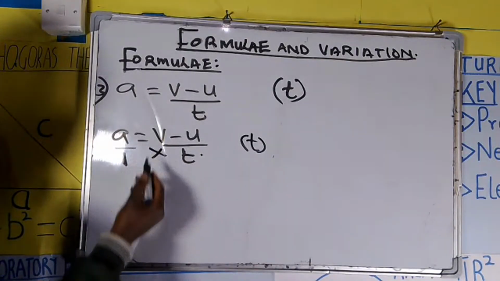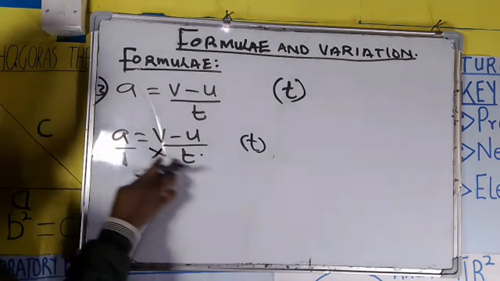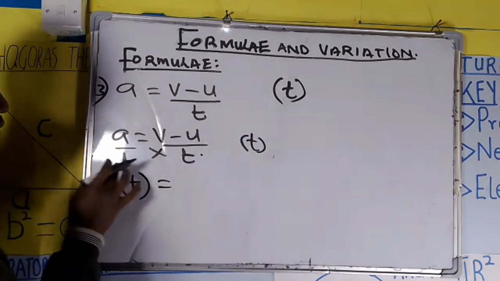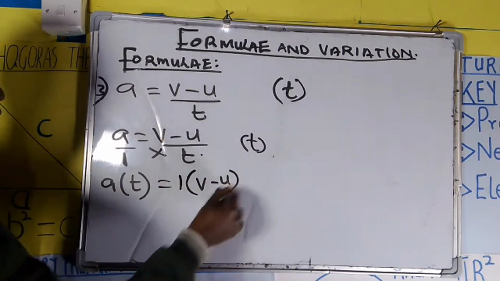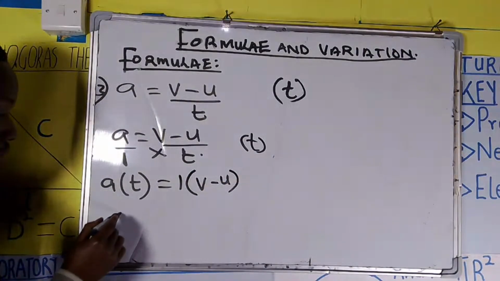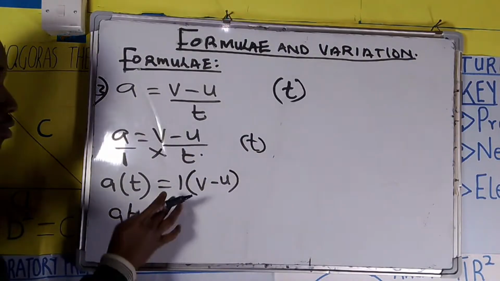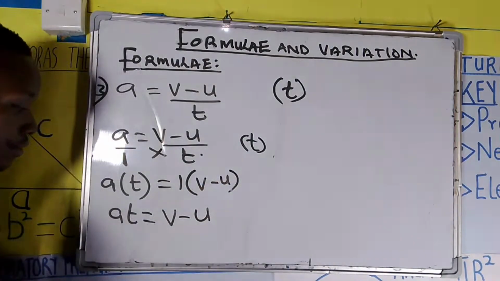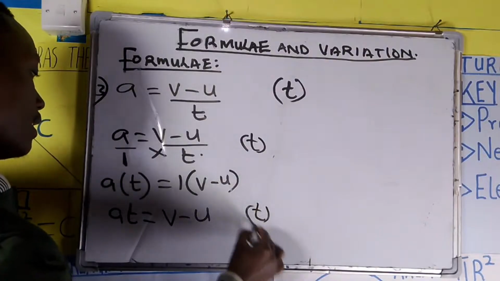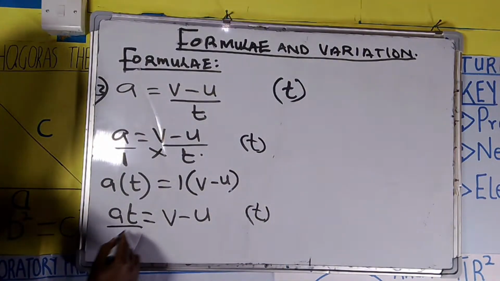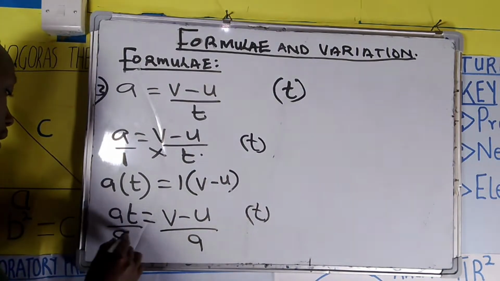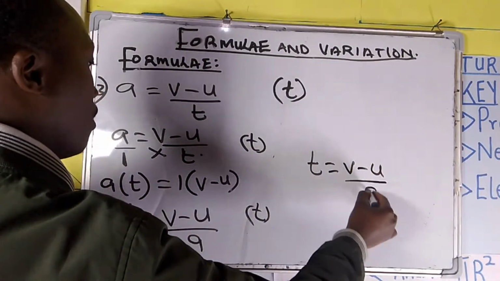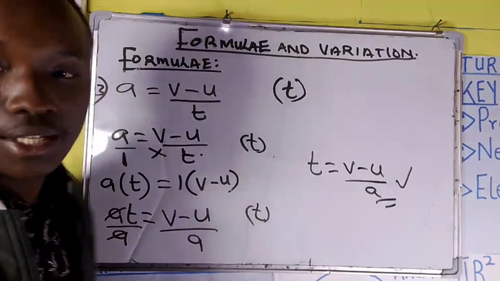So we can cross multiply. When we cross multiply, A times T is equal to 1 times V minus U. So AT is equal to V minus U. For us to get T as the subject of our formula, we are going to divide both sides by A, and we will end up having T is equal to V minus U over A.